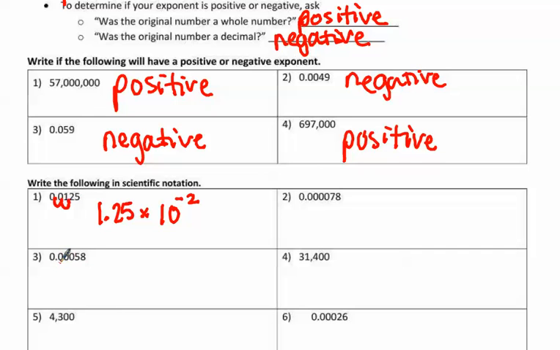On number 3, you start at the decimal and you move it 1, 2, 3, 4 places to get behind the first number. So you get 5 and 8 tenths times 10 to the negative 4 power. It is negative because you started with a decimal. It is 4 because you moved 4 places.